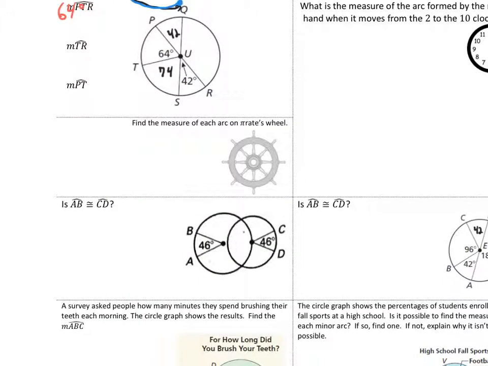All right, our next question says, find the measure of each arc on the pirate's wheel. So what we need to do is kind of break this pirate's wheel into sections to figure this out. If we look at it close, we can number these as 1, 2, 3, 4, 5, 6, 7, 8. So there's 8 sections on that pirate wheel. So all we have to do is take the total degrees in a circle, which is 360 degrees, divide it by 8, and we find that each one of these little arcs is going to be 45 degrees.